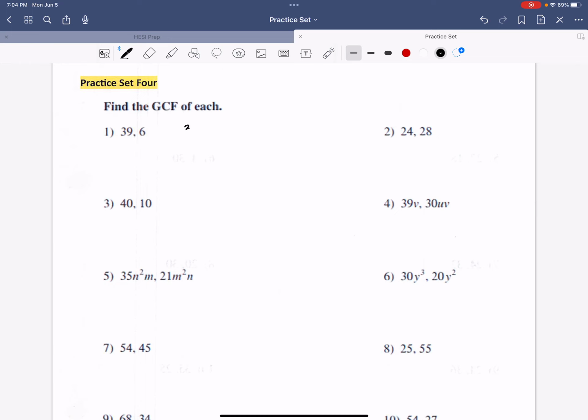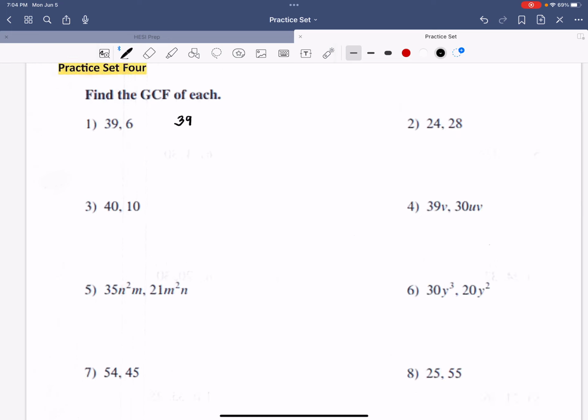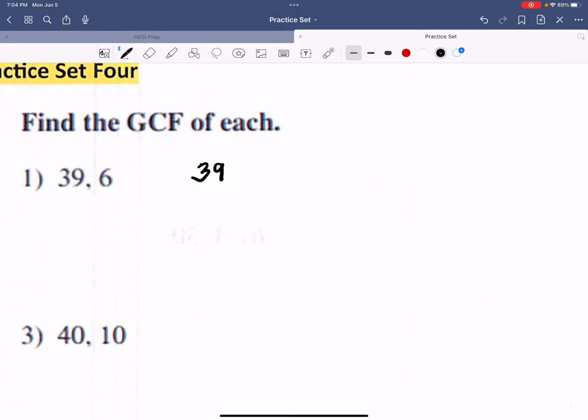So 39. Let me zoom in a little so I can see. Let's list our factors. Do it this way. 1 times 39. 2 won't work. 3 times 13. And then the factors of 6. We have 1 times 6 and 2 times 3.